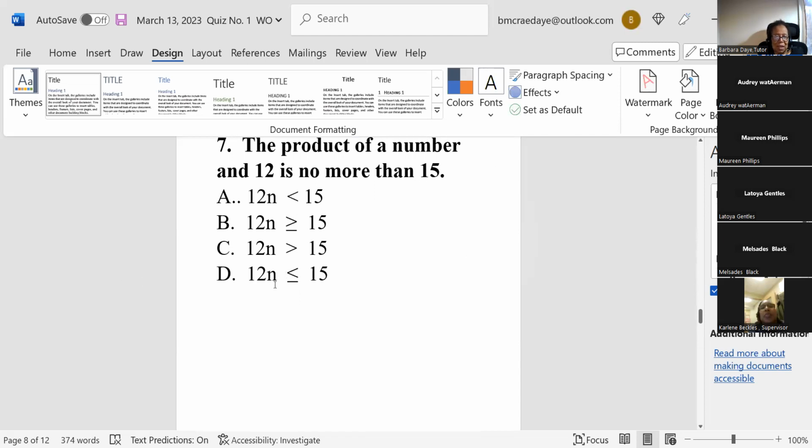So which one of these symbols says less than or equal? You've got to remember your inequality symbols. What's the less than or equal, Maureen? D. Okay. A is less than. B is greater than or equal. C is greater than. D is less than or equal. So whenever you see no more than, that's less than or equal. All right. So it has to be D.